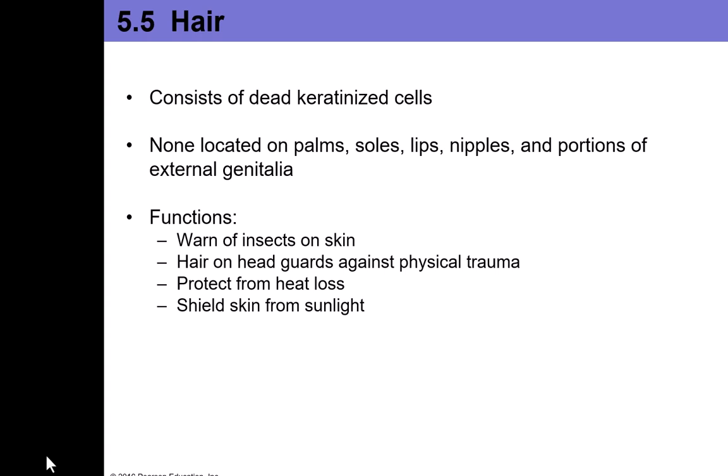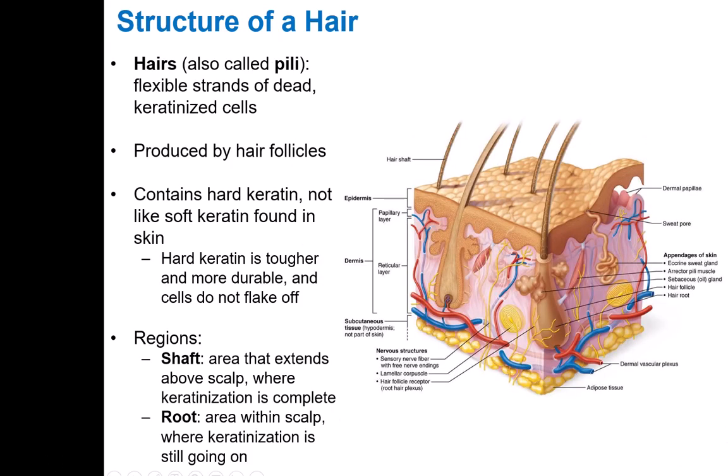The first of these is hair, basically made of keratinized cells, dead keratinized cells, much like the epidermis. What does hair do? It can warn you of things on your skin, like insects. It can help prevent heat loss, and it can shield you from sunlight. Let's look at the structure of a hair.